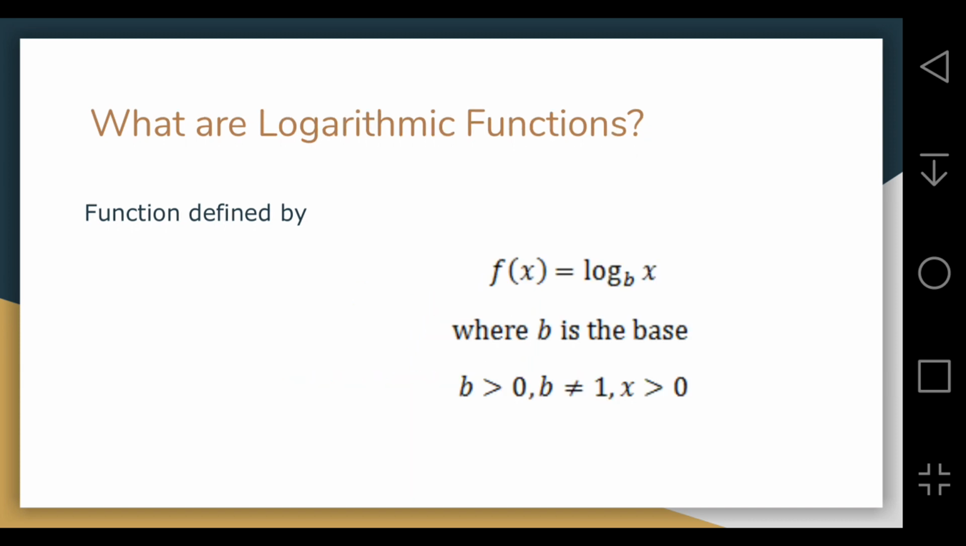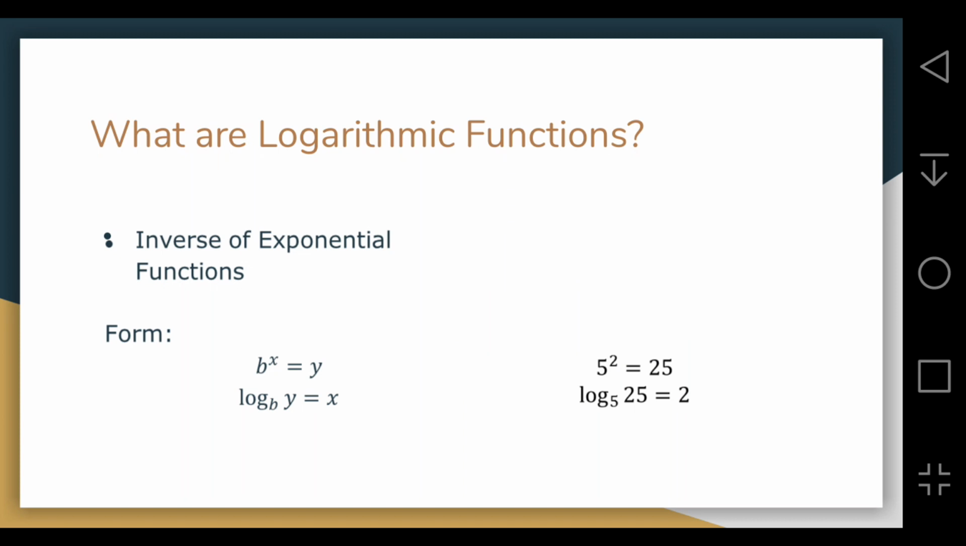A is not equal to 0, b is greater than 0, and p(x) is a polynomial in x. A logarithmic function is defined as f(x) = log x to the base b, where b is greater than 0 and not equal to 1, and x is greater than 0. Logarithmic functions are also known as the inverse of exponential functions, in the form b to the power of x is equal to y, and log y to the base b is equal to x.